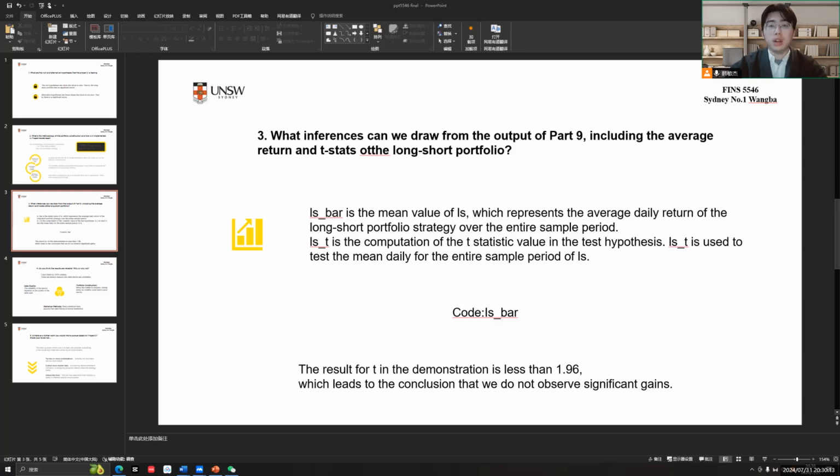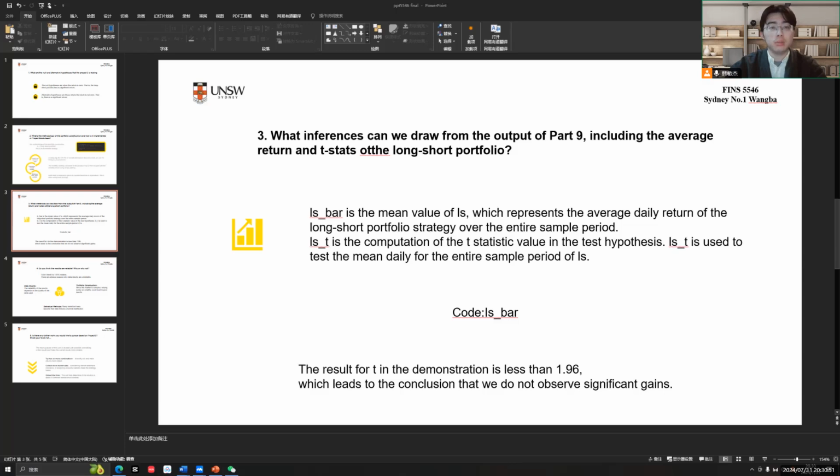Conversely, if the value of the t-statistic is between minus 1.96 and plus 1.96, we are unable to reject the null hypothesis, suggesting that there is insufficient evidence to prove that its portfolio has a significantly non-zero return. So there is no statistically significant difference in the performance of the strategy and it may imply the result of random fluctuation.